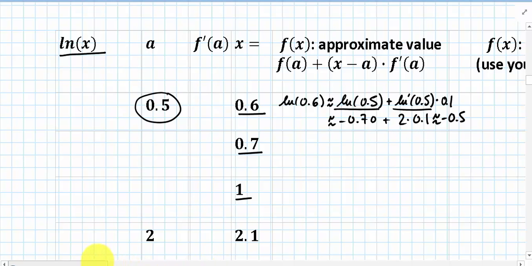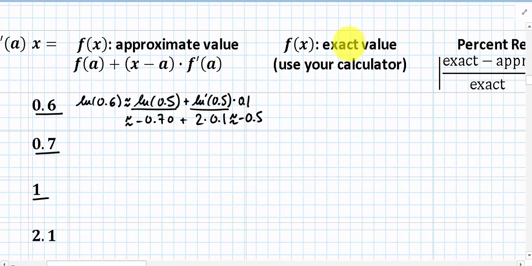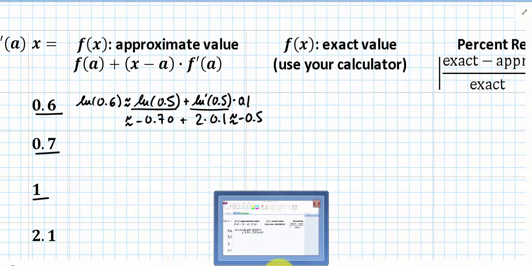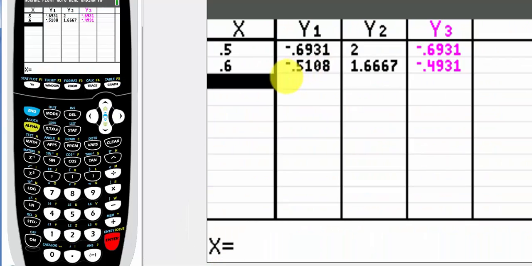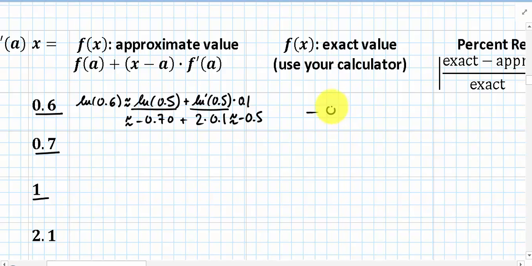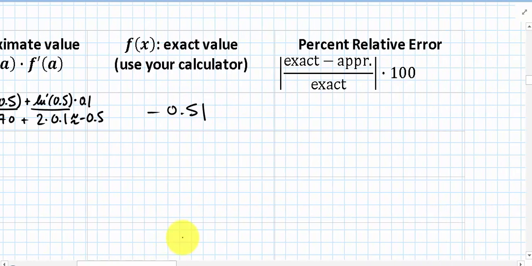Okay, what is the exact value of the function at 0.6? So let me take the calculator again. This right here, y1 at 0.6, this is the exact value of the function. So this is negative 0.51. All right, and now let's compute the percent relative error. So it's exact minus approximative, divided by exact, times 100.